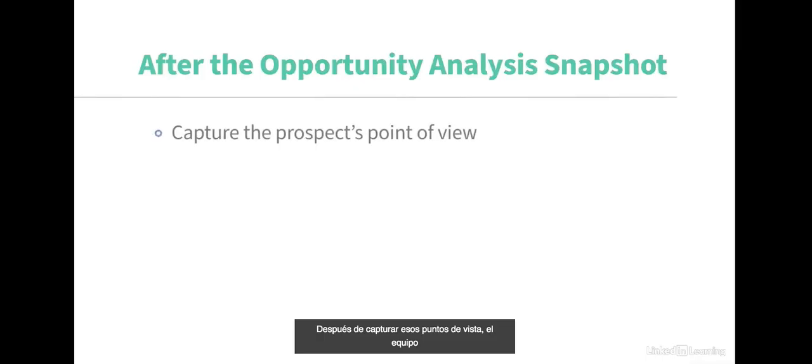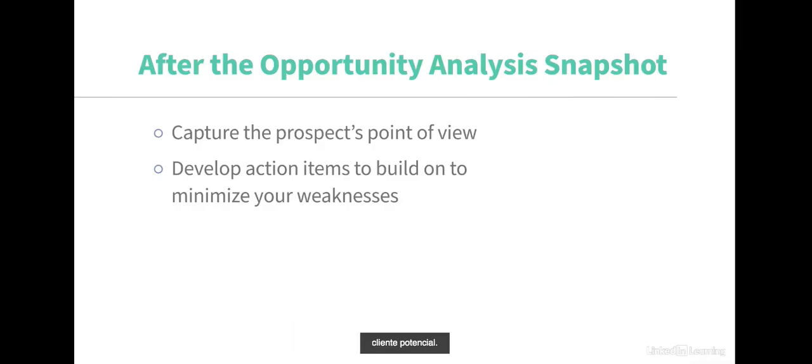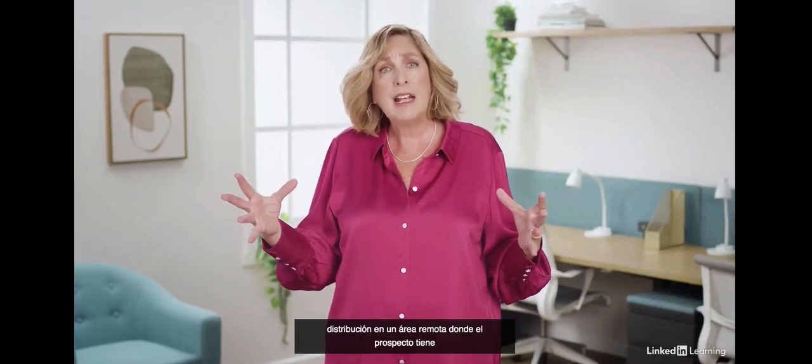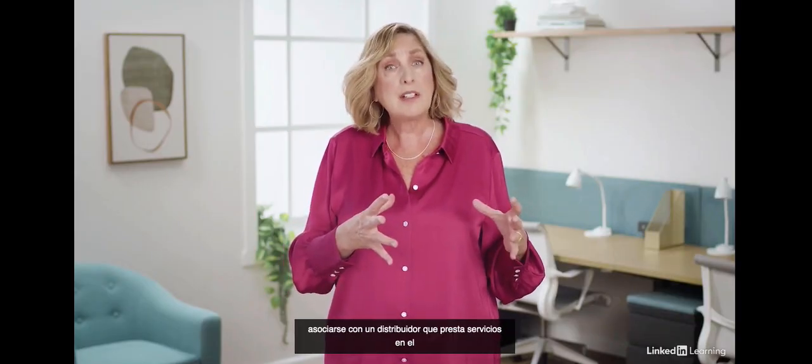After capturing those points of view, the team develops action items to build on the prospect's view of your strengths and actions to minimize the prospect's assessment of your weaknesses. For example, one weakness that was identified was distribution in a remote area where the prospect has a presence. Your team brainstormed ways to minimize this weakness and came up with an idea to partner with a distributor who services the remote area.